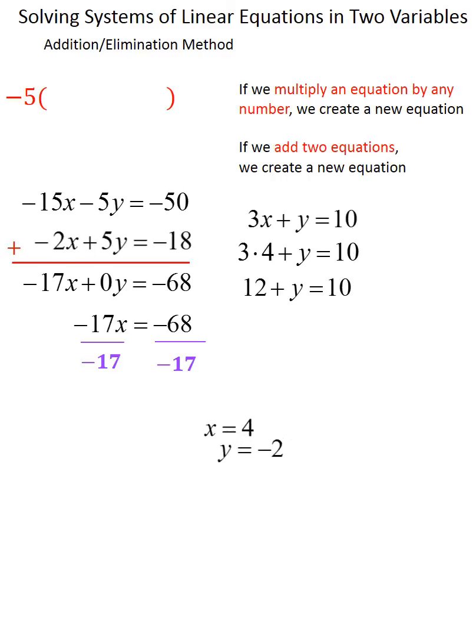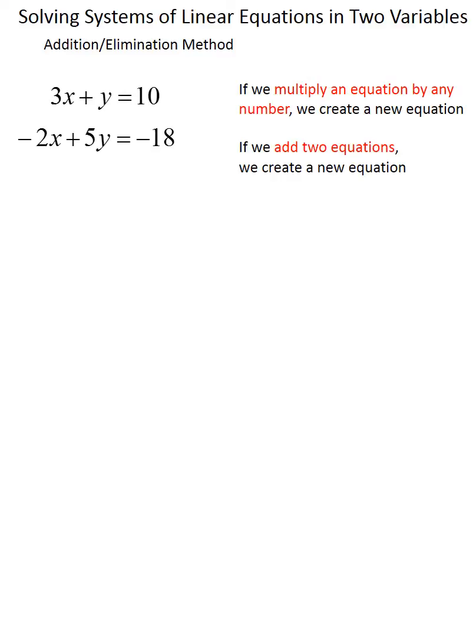And now that I know that x is 4 and y is negative 2, I simply put my answer in an ordered pair, and I've solved the system of equations. Now, if you're still unclear why I chose to multiply the top equation by negative 5, here's the same problem again. Here was my thought process.